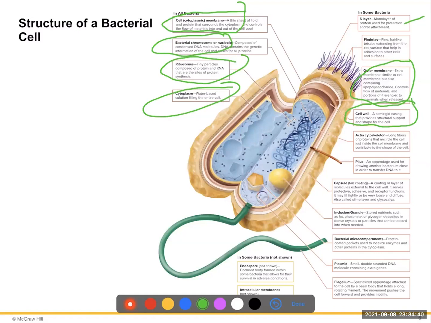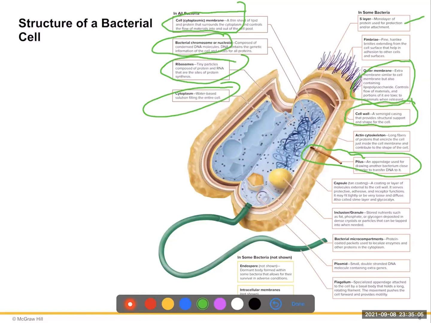You have a pilus, which is an appendage used for drawing another bacterium close in order to transfer DNA to it. There's a pilus right here. There's a capsule. A capsule is a coating or layer of molecules attached to the cell wall. It protects and allows adhesive and receptor functions. It may be bound very tightly or very loosely to the cell.